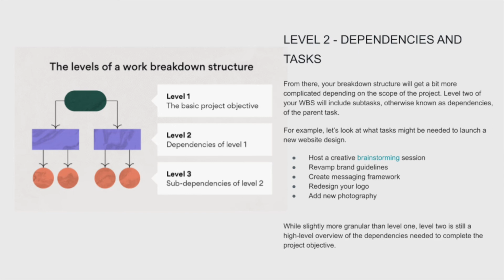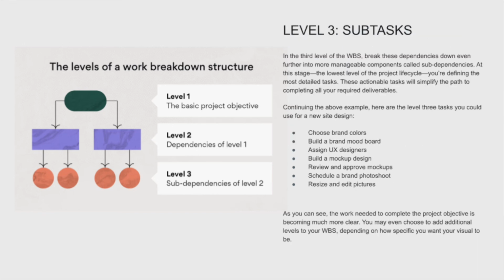So this is a little more granular, a little more fine detail, but not really fine enough to say that this is a job for Sammy to do. We need to be able to develop it even further into what we call level 3 or subdependencies, which are more subtasks. So in the third level, we break the dependencies down into manageable components called subdependencies. So at this stage, the lowest level of the project lifecycle, you're defining the most detailed tasks. These actionable tasks will simplify the path to get to that ultimate objective.